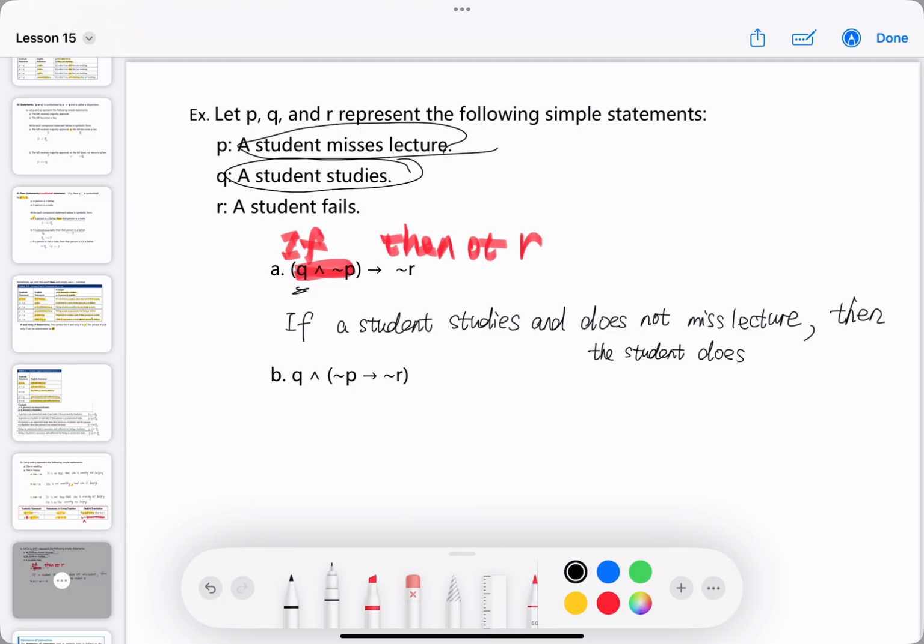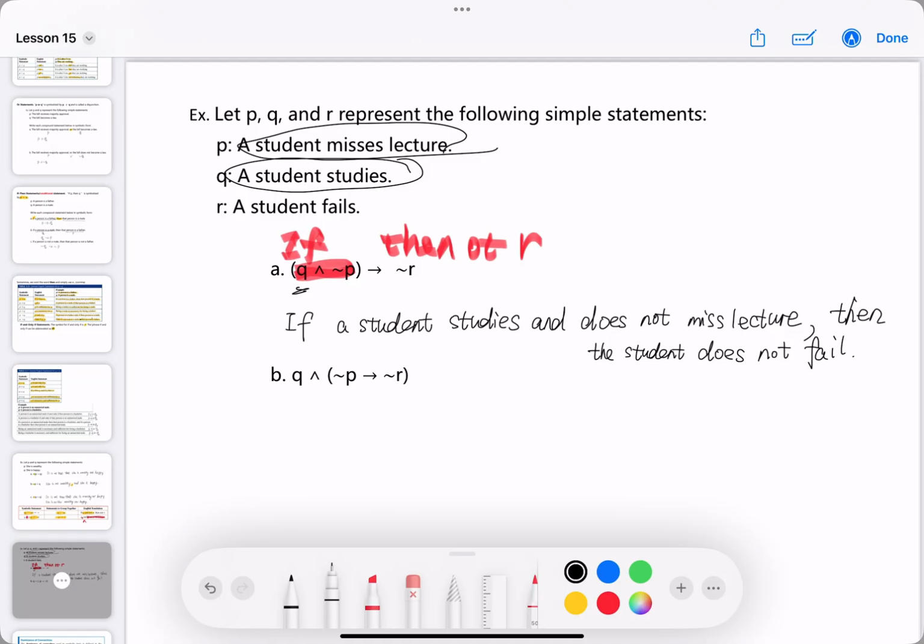Does not fail. All right. Let's see the next example. Q and the grouped statement. In the parentheses we have: if not P, then not R. How to write this in English?